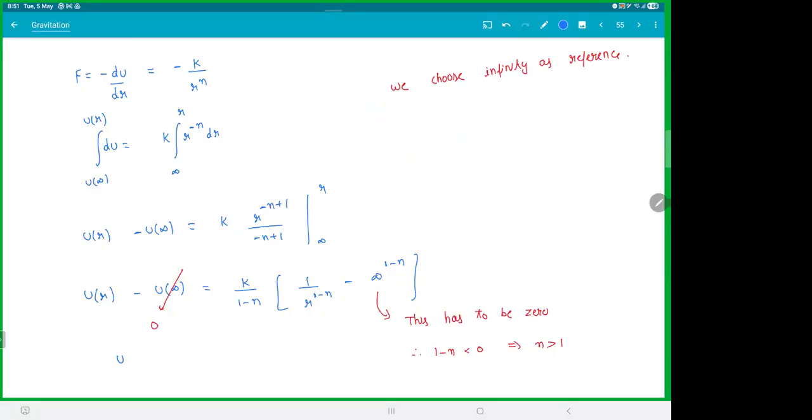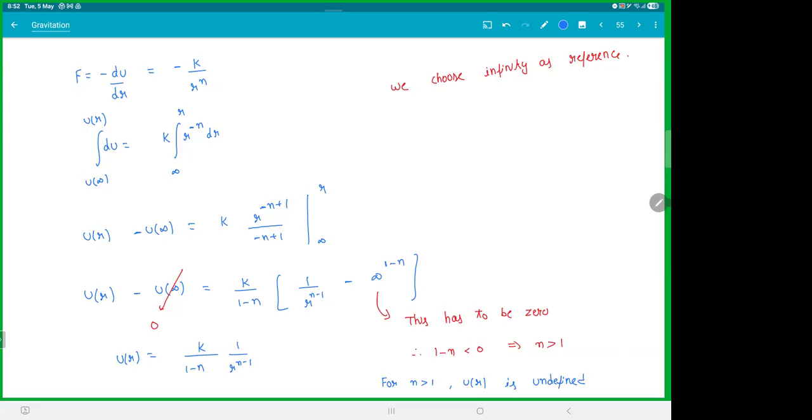So if this is all gone, then we got potential energy U of r is equal to k by 1 minus n into r power, this is n minus 1, right? N minus 1. There. That's your potential energy. Have a look at this. So for n less than 1, this potential energy becomes undefined. Basically, it blows off to infinity. We don't want to deal with that.